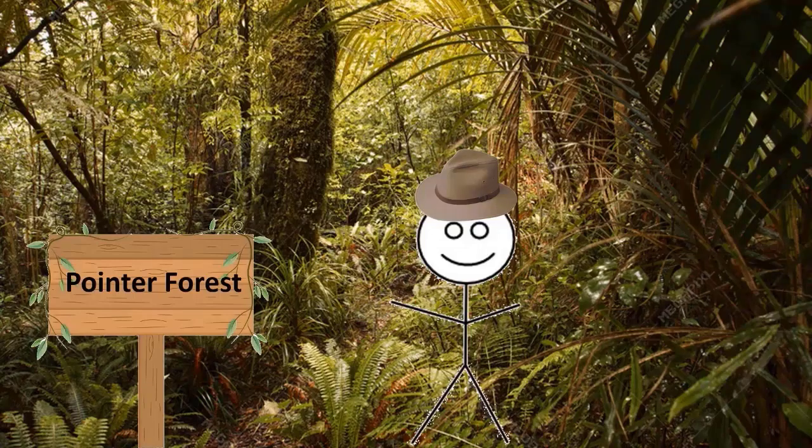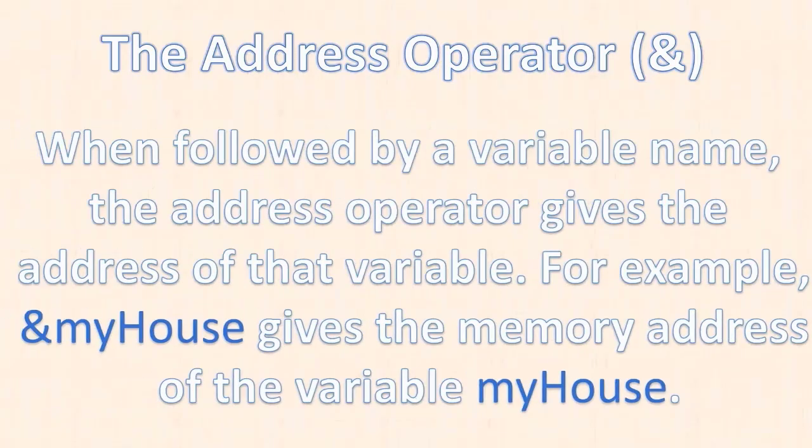In many languages, the address of any given variable is a computer's business, and a programmer doesn't get that information. However, in C and Arduino, you can access the address of a variable using the address operator, which is just an ampersand. When followed by a variable name, the address operator gives the address of that variable. For example, ampersand my house gives the memory address of the variable my house.